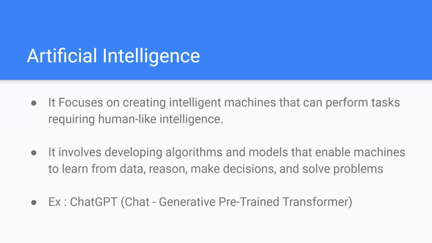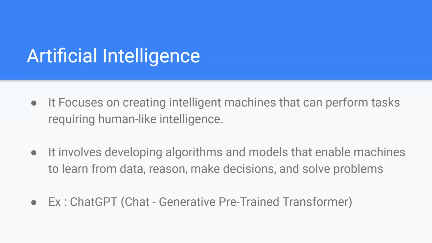So coming to artificial intelligence. Basically, artificial intelligence in the sense we create some models that mimic human behavior. Like we want to build some model. That model has to think like humans. It must act like humans. That's it.